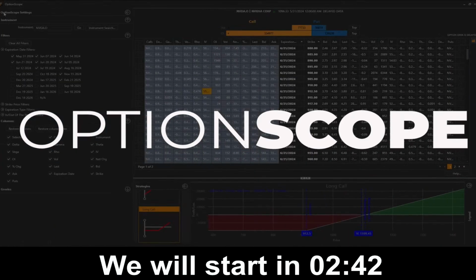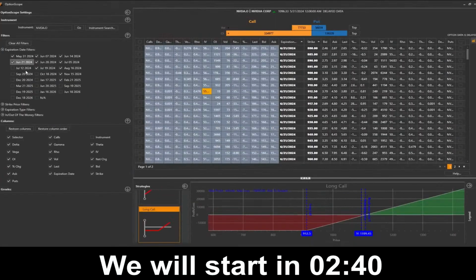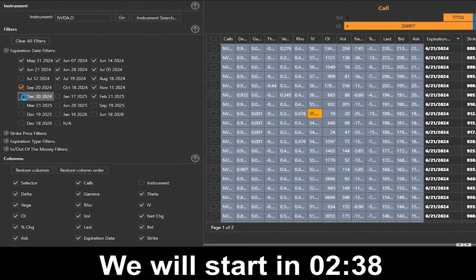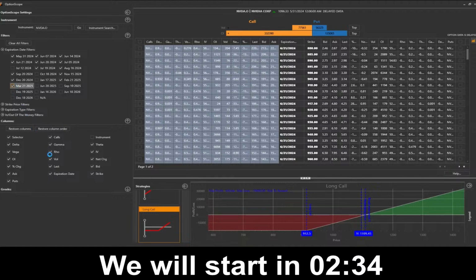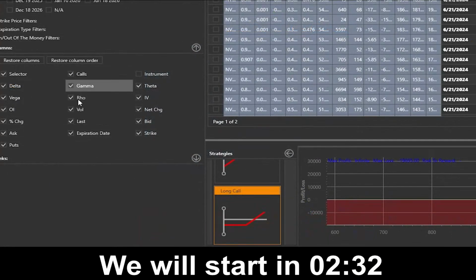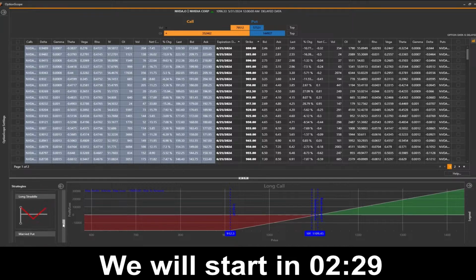If you're an options trader, well, you're going to love OptionScope. OptionScope puts all the critical information at your fingertips, displaying sortable, customizable, color-coded options data, even including the Greeks. You can then take this data and analyze your options with the built-in strategies with risk-reward graphs.